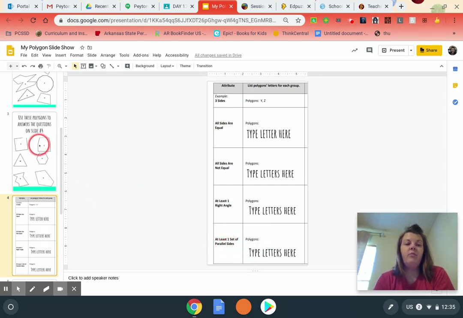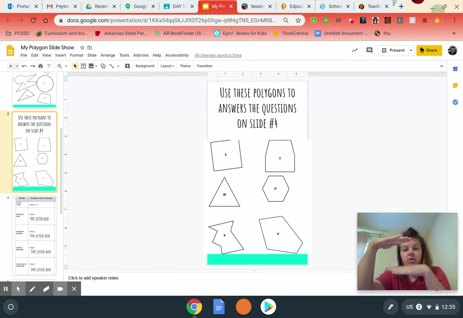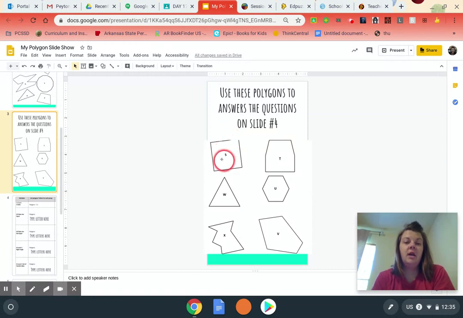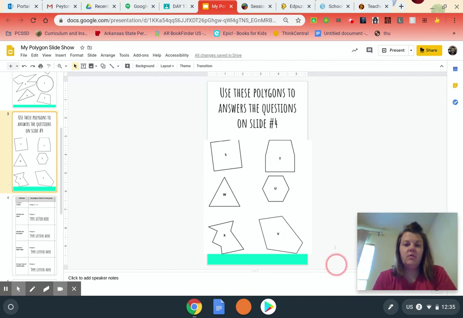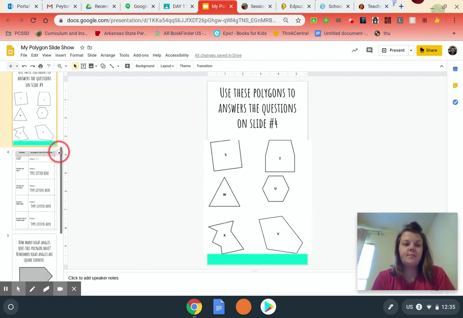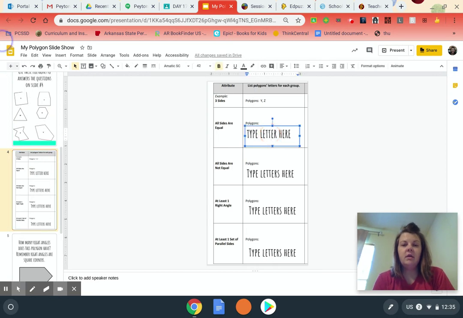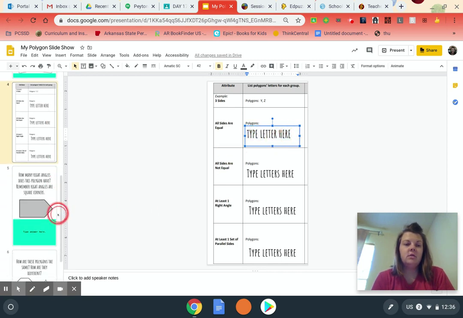At least one set of parallels. Parallels is when the two sides are going the same direction. And you can see that S has this side, and they're going the same way. S has another set of parallels, but we're just trying to find all the ones that have at least one. V does not have a set of parallels. It kind of looks like it does, but the top side is going this way and the bottom side is going this way. And if those kept going, those would bump together. So be careful when you're picking that. So that's what you do on slide 4. You'll click the box, take my typing away, delete that, and add your letters.